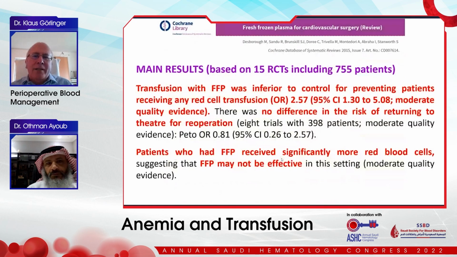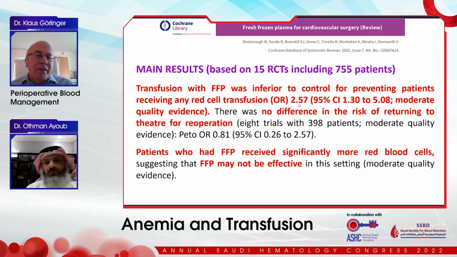And maybe the last setting, going to cardiovascular surgery, where there is the highest evidence, because there was already in 2015 a meta-analysis done by the Cochrane group, including 15 randomized trials. And the result of this meta-analysis was that transfusion with fresh frozen plasma was inferior to control for preventing patients receiving any red blood cell transfusion with an odds ratio of 2.6. So again, there was more blood transfusion and not less blood transfusion.